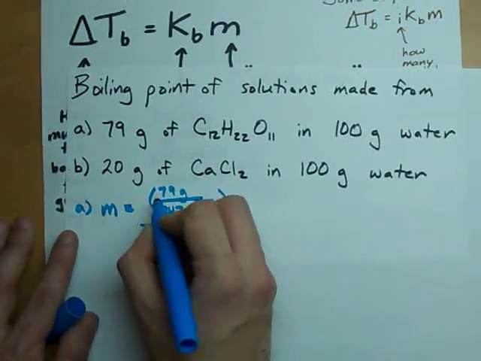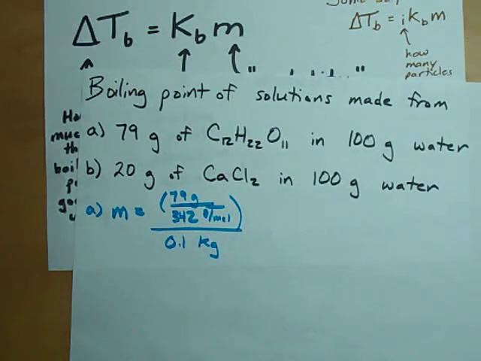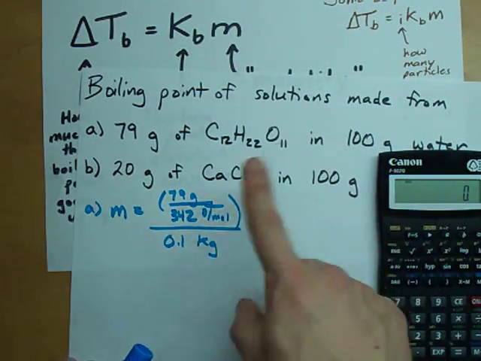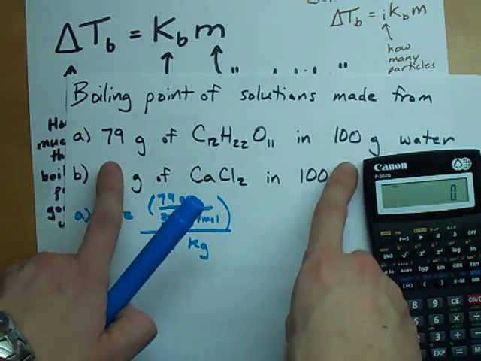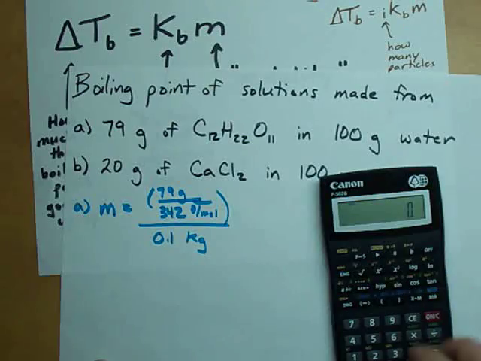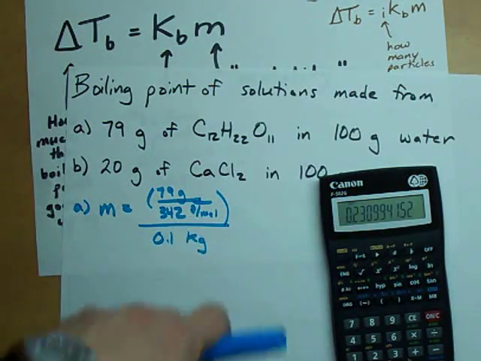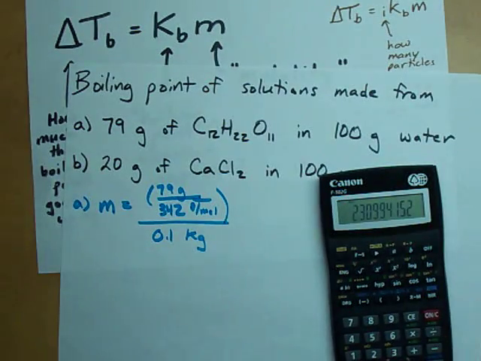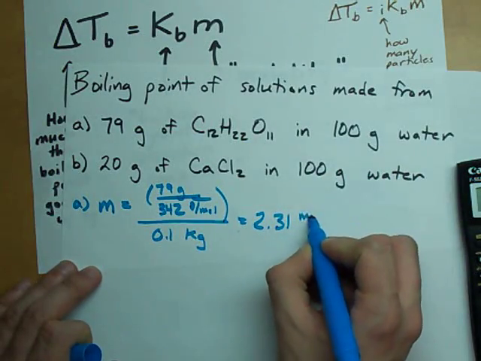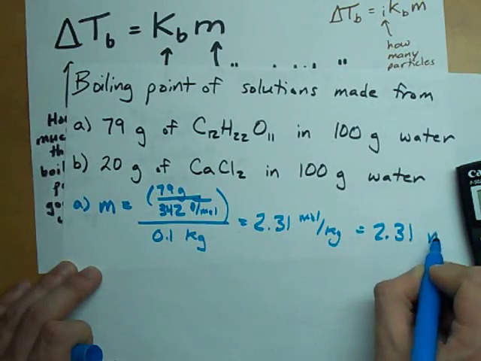And we have to divide that number of moles by the number of kilograms of solvent. Watch out, it's got to be in kilograms, and in this case, it's 0.1. Notice I said solvent, not solution. We're not dividing by 179 grams. It's only the mass of solvent that we care about. 79 divided by 342, that many moles of sugar, divided by 0.1, gives me 2.31 moles per kilogram, which we call 2.31 molal.